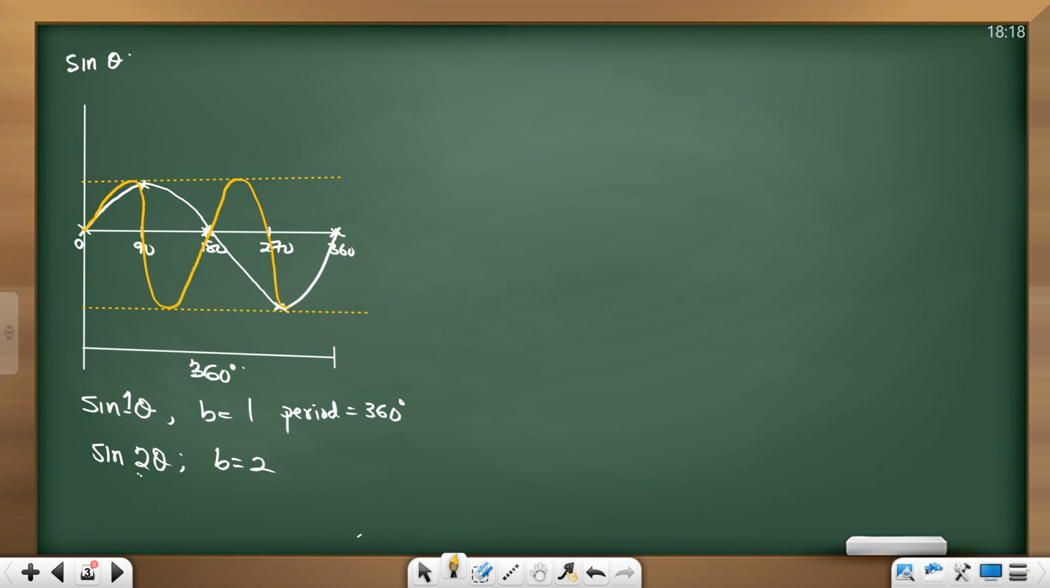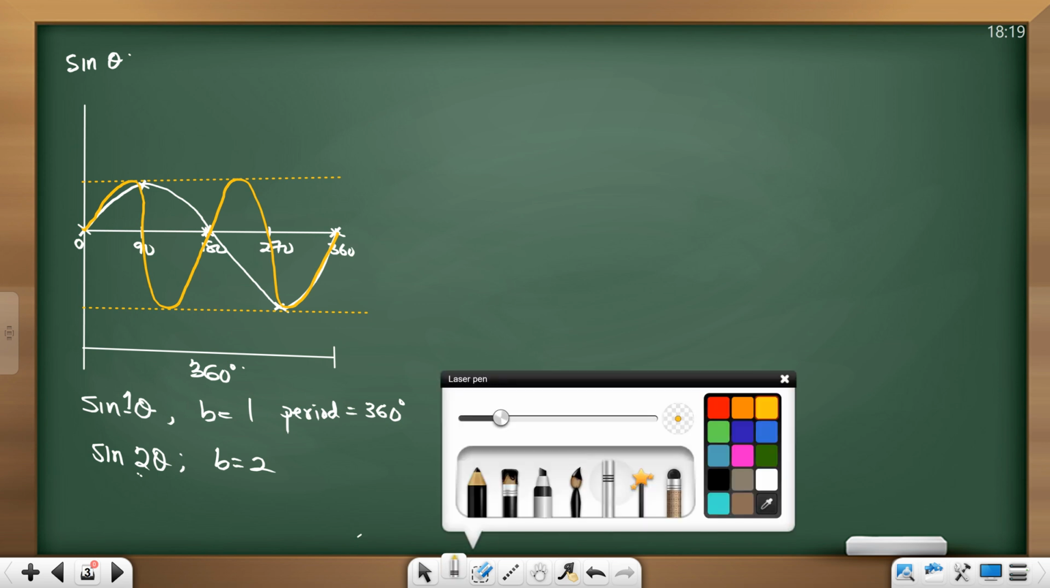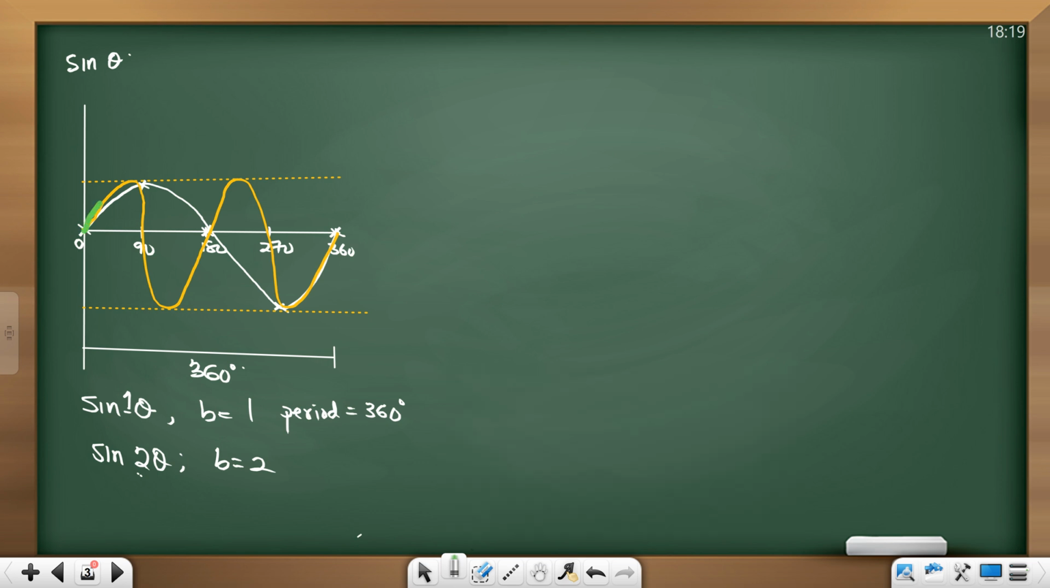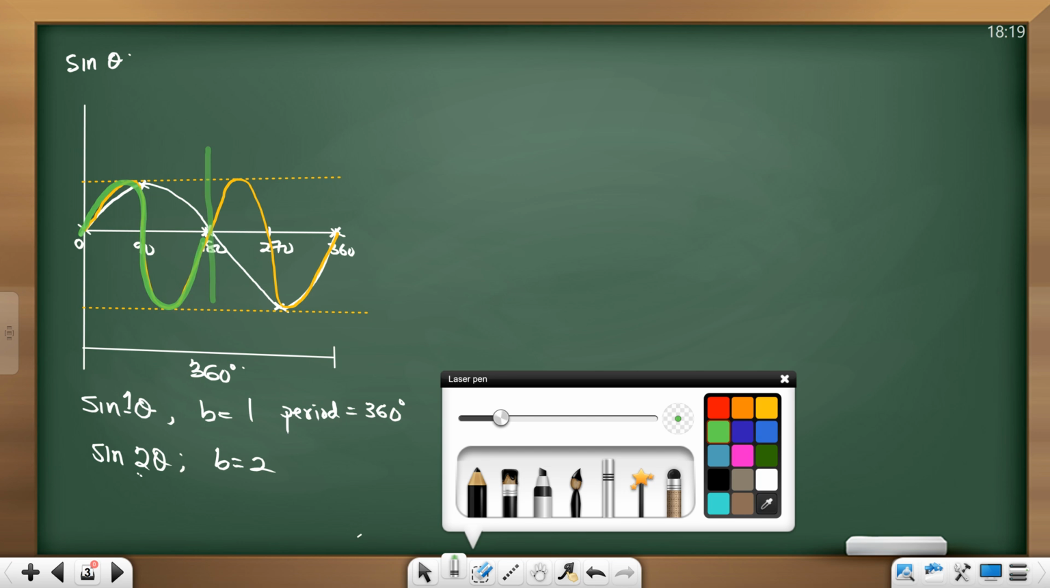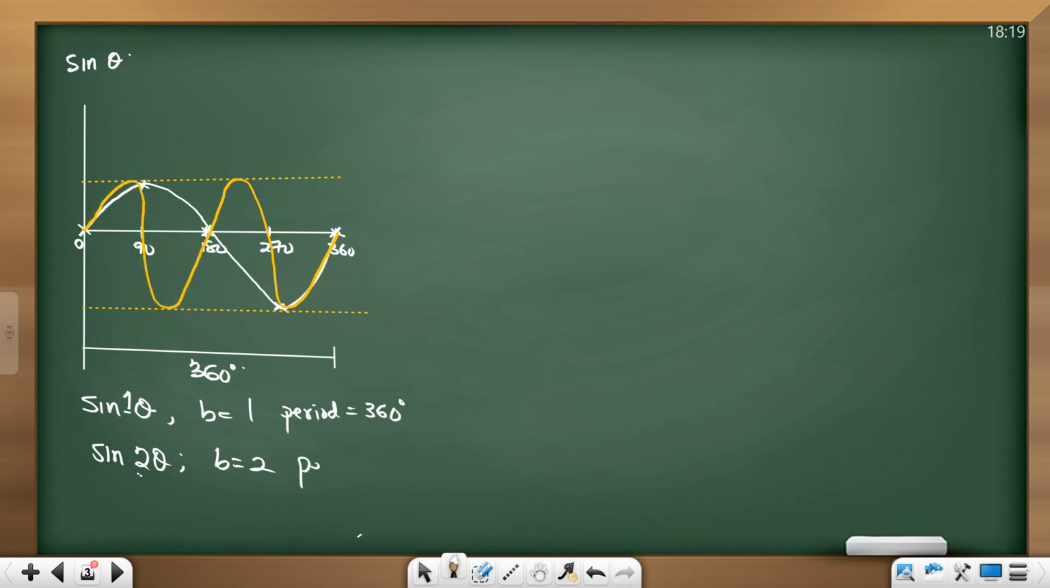How many graphs are you saying? 2 graphs. Right? What is the length of one of them? The yellow. That's my graph 1. And the second one starts from here. What is the length of 1? It's 180. That is 1 full graph. So it tells me that the period here is what? 180 degrees.